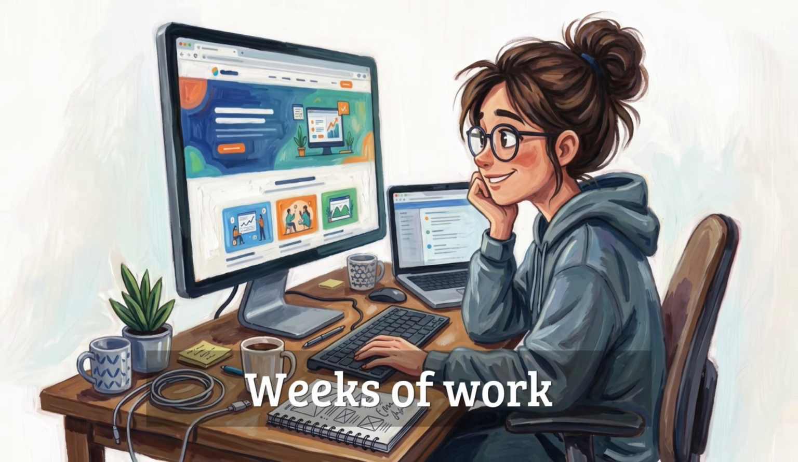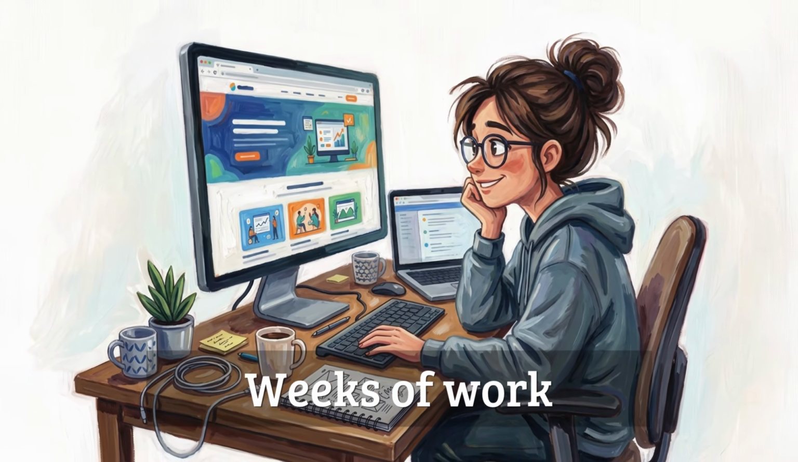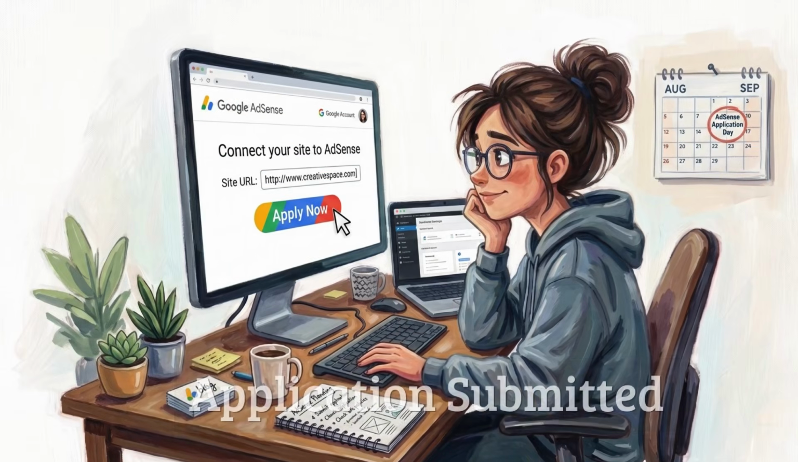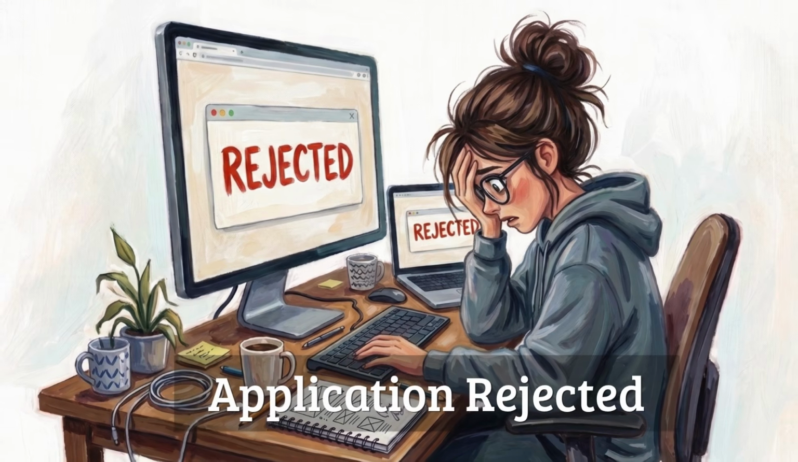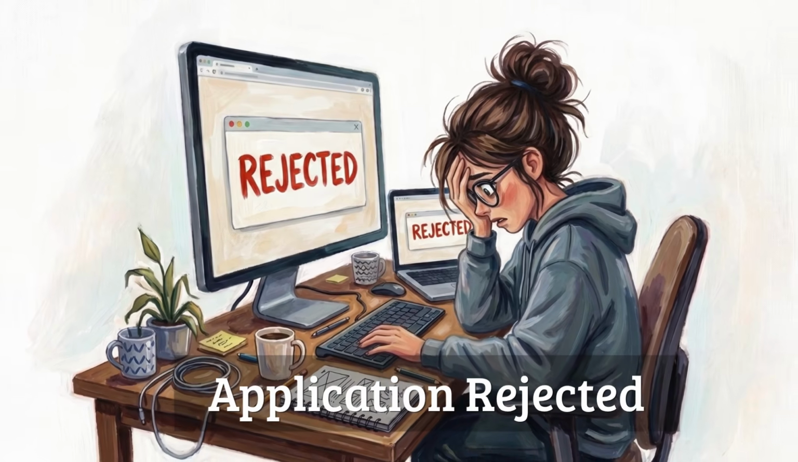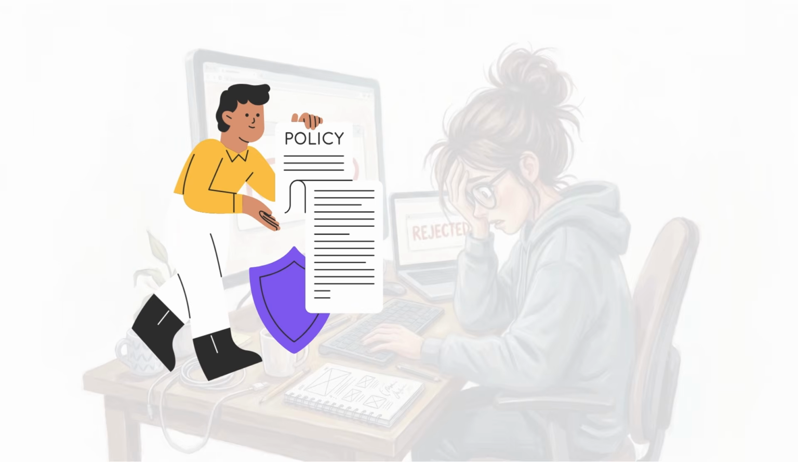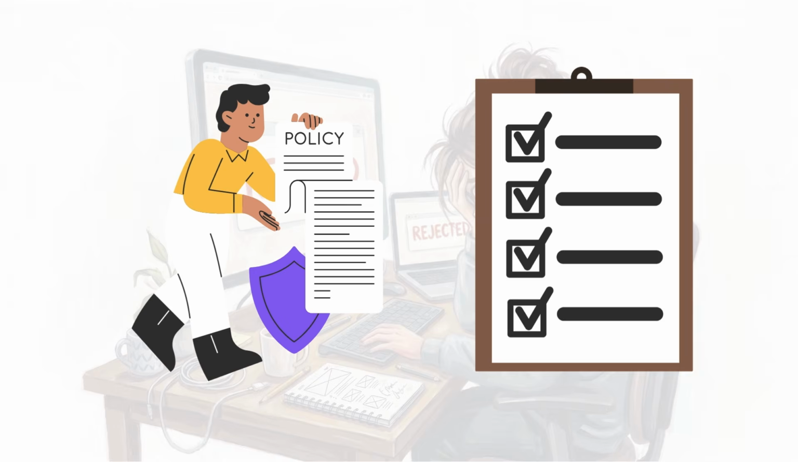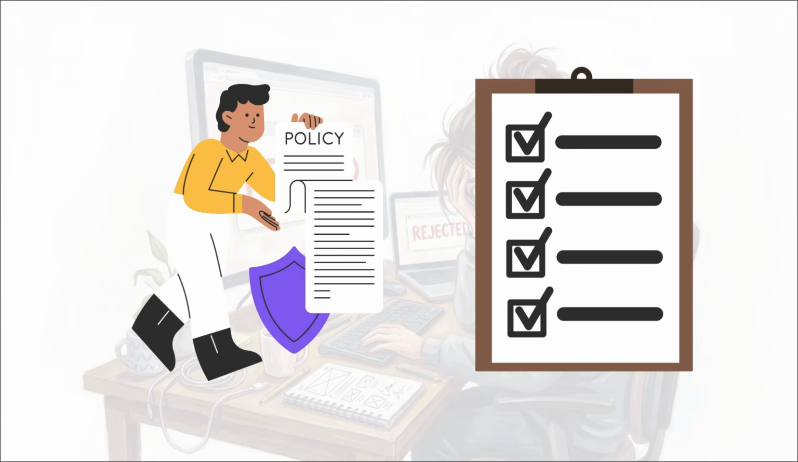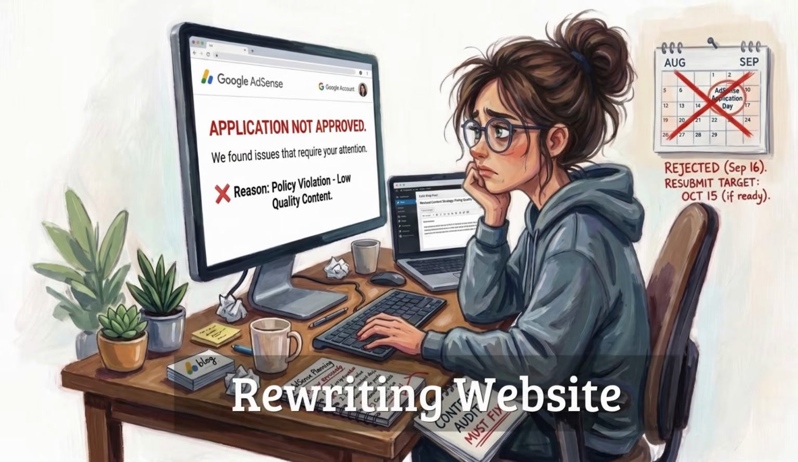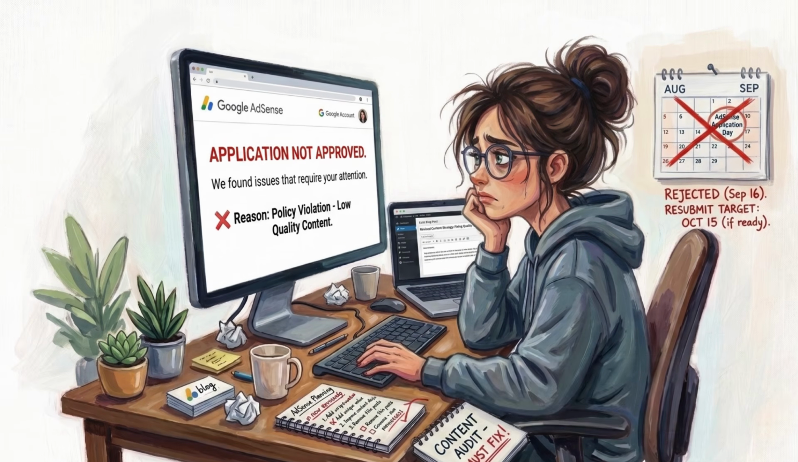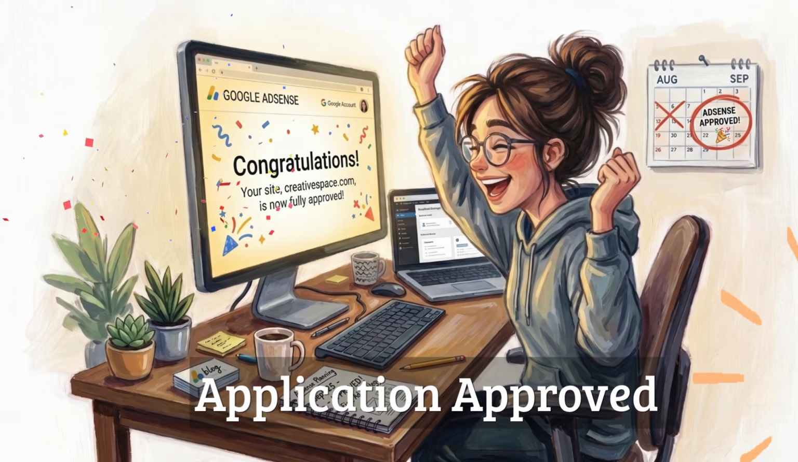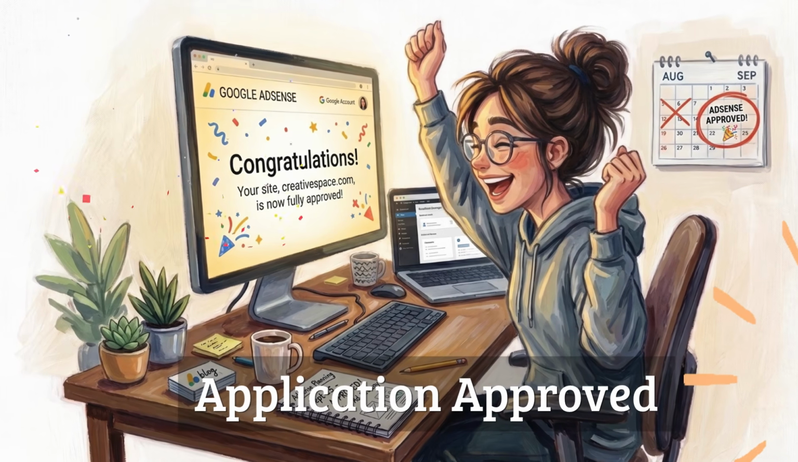You spent weeks building your website. A few months later, you applied for Google AdSense. Boom, rejected. Then you discovered that Google AdSense has policies and requirements you should have followed from the beginning. So what did you do? You rewrote your entire website from scratch. After weeks of work, congratulations, your site finally got approved for Google AdSense.